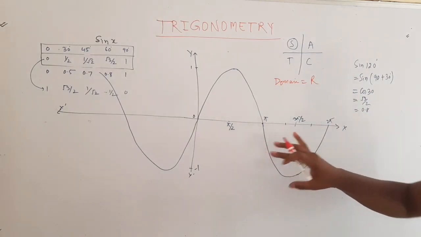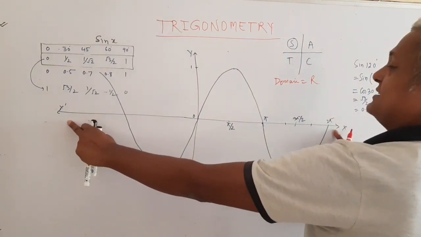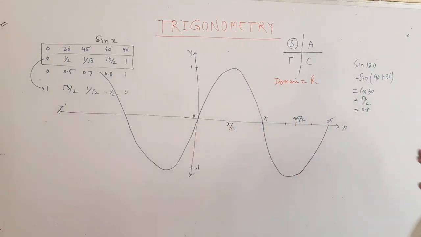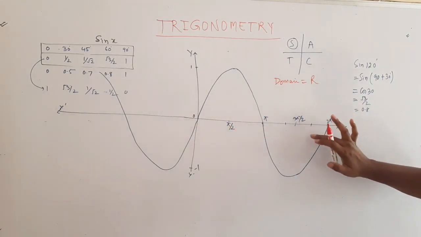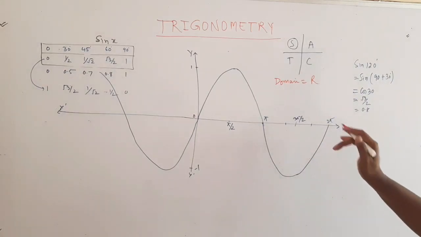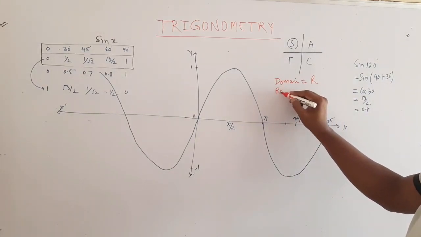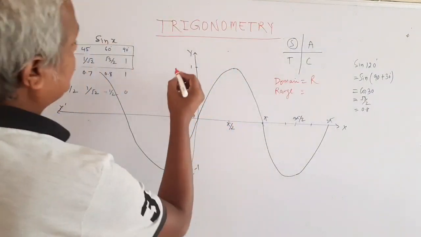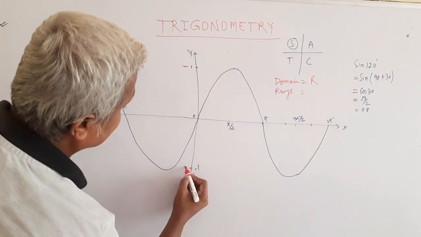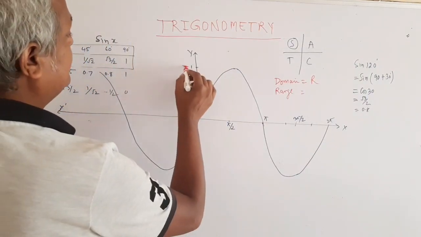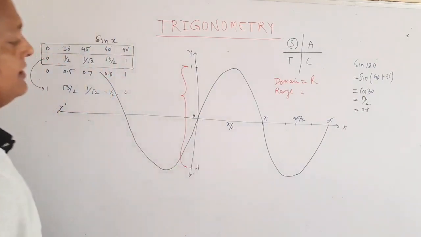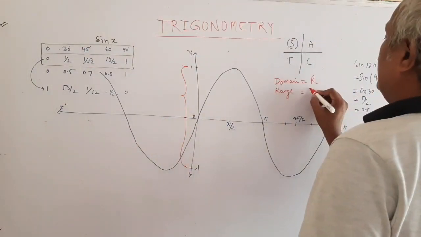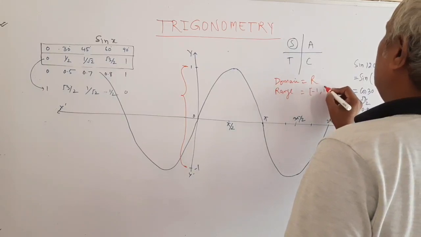Domain is what possible values it takes on the x-axis. So it takes everything, because there is no gap; the graph is continuous. So it takes every value on the x-axis. And on the y-axis, that is called range. Here you see the y-axis is limited between this and this. The graph is always flipping between these. So this is my range, and that is minus 1 to 1. So range is minus 1 to 1.